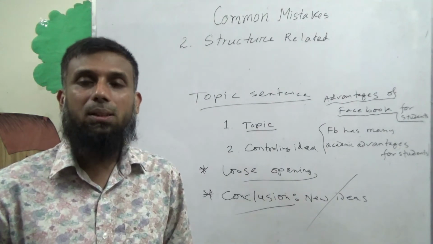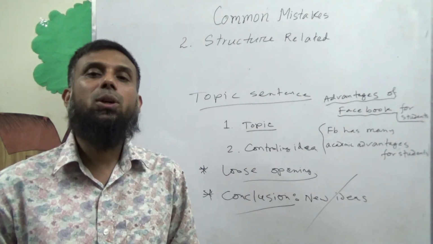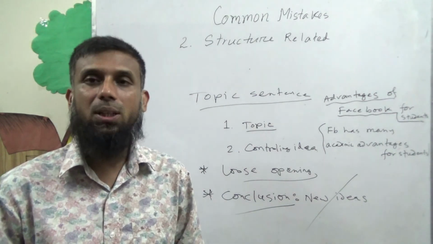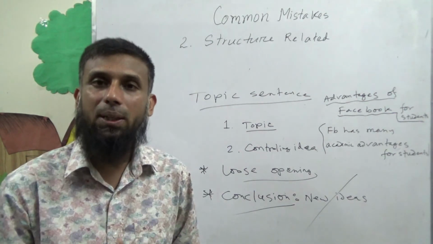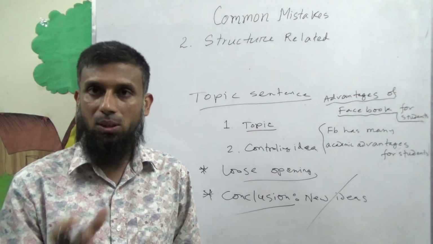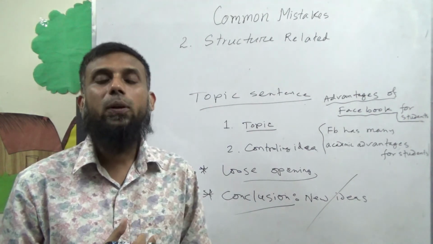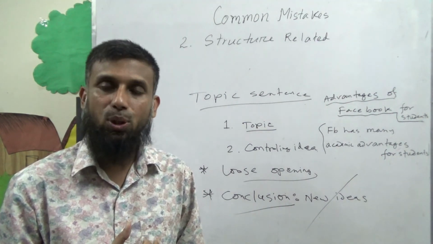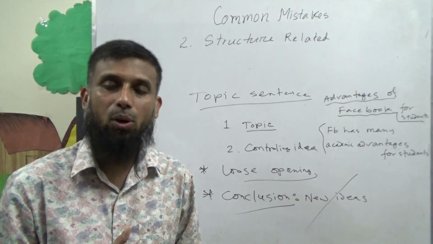To summarize the structure-related mistakes, you have to have all the elements of that particular genre or type of writing. You have to have unity among them. You have to have a conclusion. You have to have a topic sentence or thesis statement, and you have to be very careful of the elements of a topic sentence or a thesis statement.